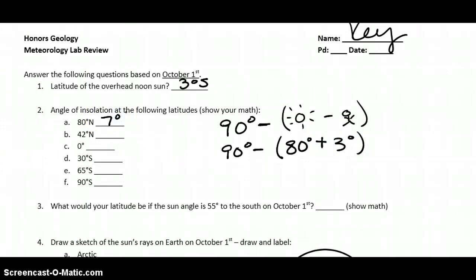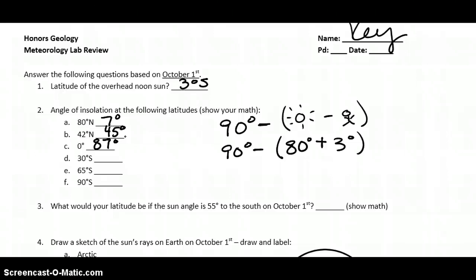We would do the same thing for the next question. 90 degrees minus 40 plus 3, and you're going to get 45 degrees. So you have a 45-degree angle, about half that of 3 degrees south. Now, at the equator, for question C, you're just going to do 90 degrees minus 3. Probably don't even need to write it out. 90 degrees minus 3 gives you an 87-degree angle. So it's a really high angle, means very direct sun. It would be a good idea to wear sunscreen on that day.